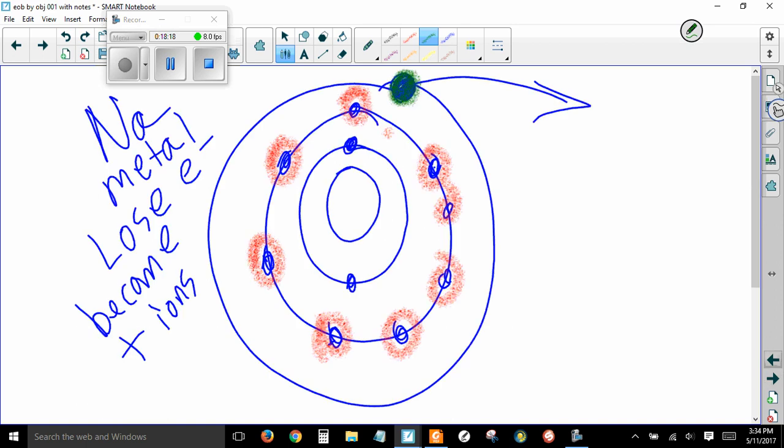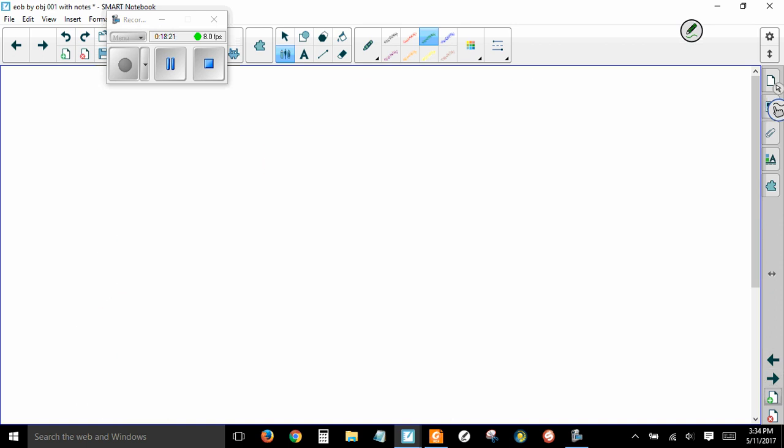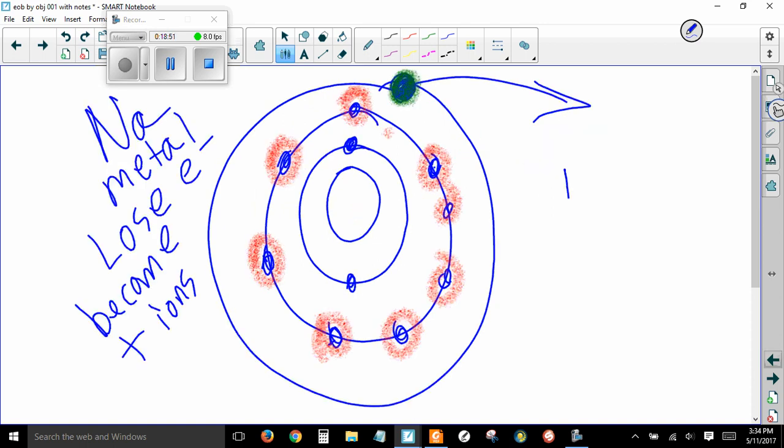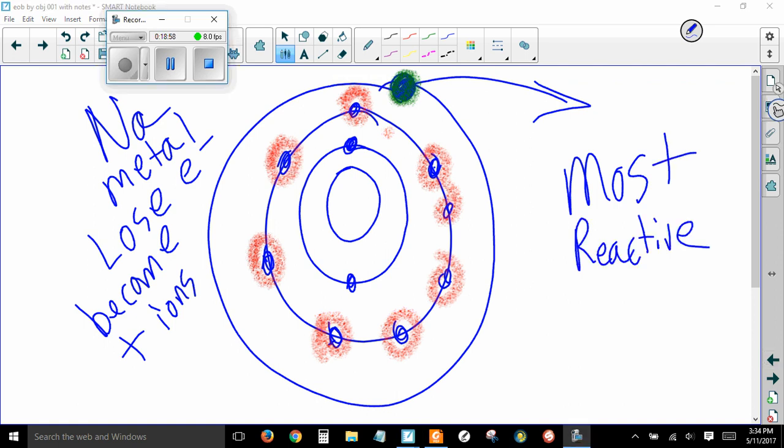Right? Now we take a different metal, maybe a metal that has 2 electrons in the first shell, 8 electrons in the second shell, and maybe it has 3 electrons in the third shell. It is much more difficult to get rid of 3 electrons than it is 1. So this is less reactive. Whereas sodium is the most reactive, or one of the most reactive metals.